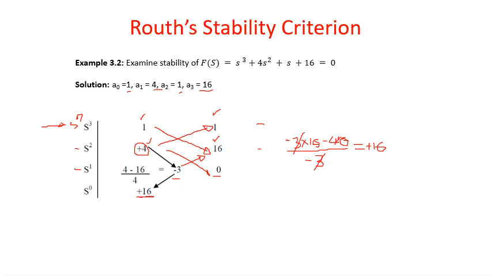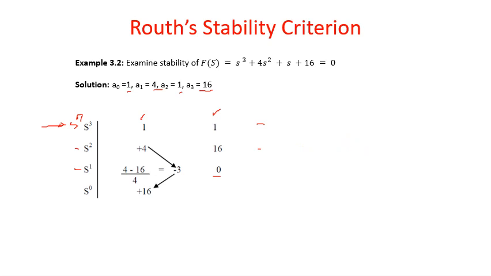So hence we will fill this one as plus 16. After getting all of the array filled, next we have to check for the sign changes. For checking the sign changes, we have to concentrate on the first column of the Routh's array. The first column of the Routh's array has elements such as +1, +4, -3 and +16.